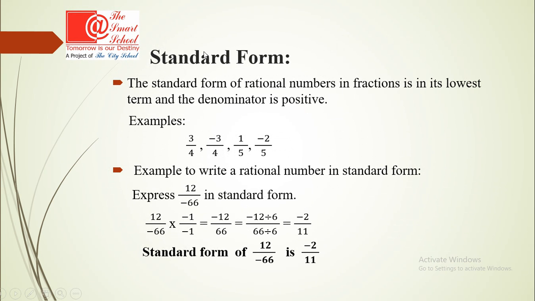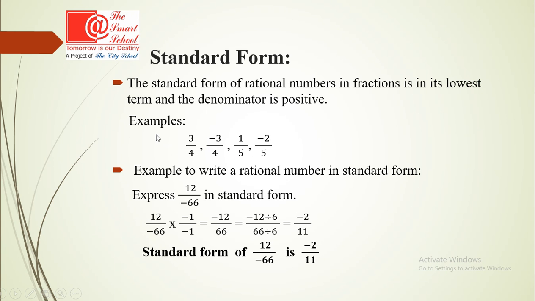Now standard form. How do we write a rational number in standard form? The standard form of a rational number in fraction is in its lowest term and the denominator is positive. These are two necessary things for writing a number in standard form, that it has to be in lowest term and the denominator should not have a negative sign.